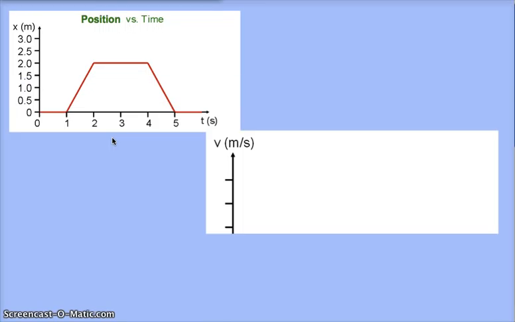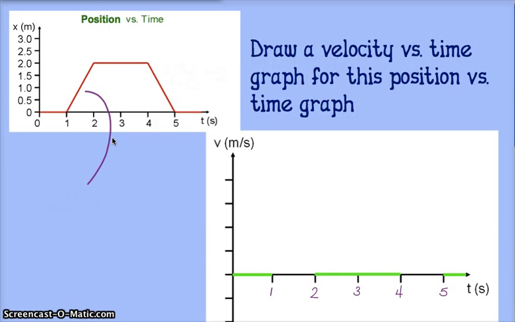So for this first section here, the slope would be 2 minus 0. Start off with this point, it's at a height of 2, and this is at a point of 0, divided by 2 minus 1, which gives us a slope of 2. And of course we need units on that. The units are meters per second.